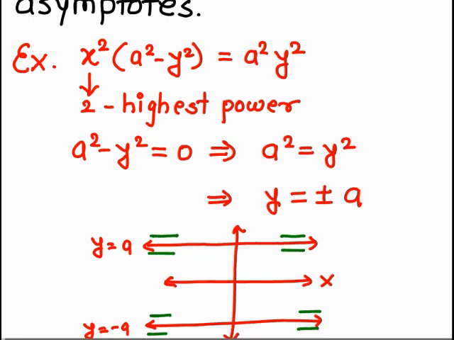the x-axis. So it looks like this. This is your x-axis, this is your y equal to a line, this is your y equal to minus a line, and this green shade suggests the possibilities of the curve, that is the asymptote, where the curve touches that particular line at infinity. So these are the possibilities.